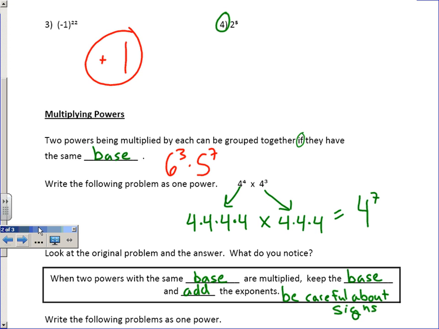Now, you do need to be careful about signs, because say one of these was a negative number, we can't trust that addition. We have to think about our sign rules. If the signs are the same, we add. If the signs are different, we subtract. So that makes a difference in this situation.